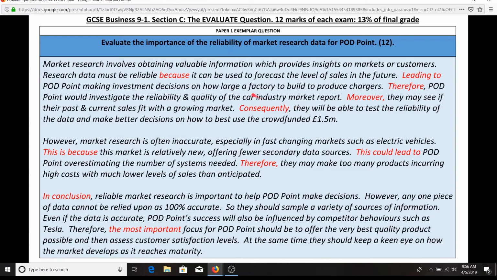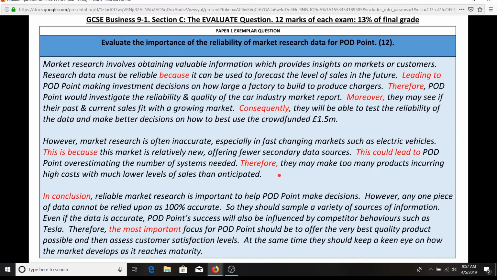All right, we can also see here the answer. Now I've just broken this down into these 3 different paragraphs here. So have a little read through this. You'll want to pause this and go through it. You can see that I've highlighted where you've got 5 strands of analysis. Those are interconnected points which ultimately develop this first point that is actually made, that research data must be reliable.